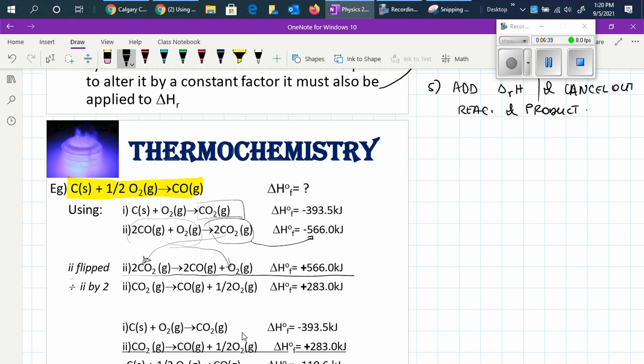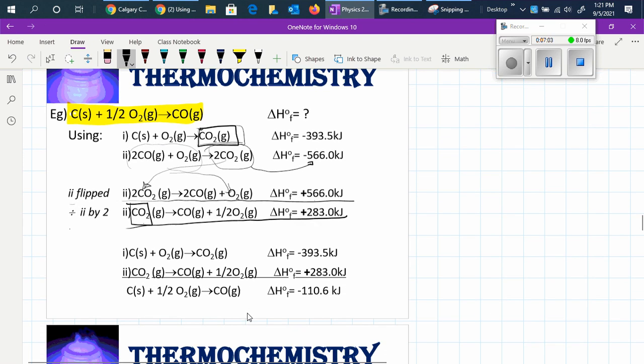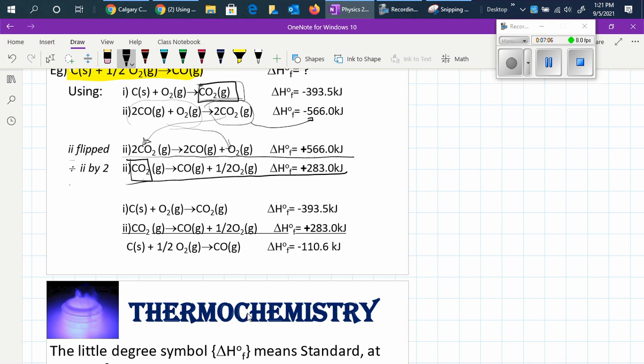Now, why do we divide it by 2? Because we have 1 carbon dioxide here, so we need to have 1 carbon dioxide. When we divide every coefficient by 2, we divide the change of enthalpy of formation at SATP conditions by 2 as well. Then the flipped, divided reaction 2 will be carbon dioxide giving us carbon monoxide and half a mole of oxygen, with a molar enthalpy of formation of positive 283 kilojoules.